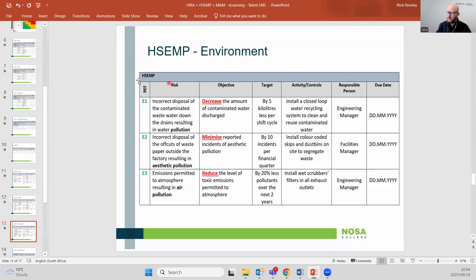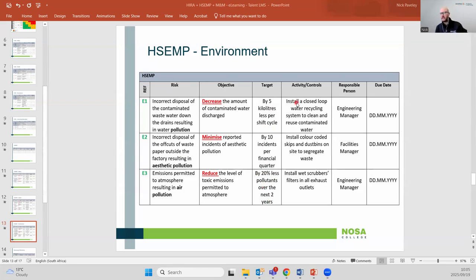So in these 3 objectives, I'm linking my objective straight to my risk. This one straight to my risk. This objective straight to my risk. Okay. My targets, let's have a look. I want to decrease the amount of contaminated wastewater discharge by 5 kiloliters less per shift cycle. I want to minimize reported incidents of aesthetic pollution by 10 incidents per financial quarter. I want to reduce the level of toxic emissions permitted to atmosphere by 20% less pollutants over the next 2 years. Okay, very, very specific, measurable targets.